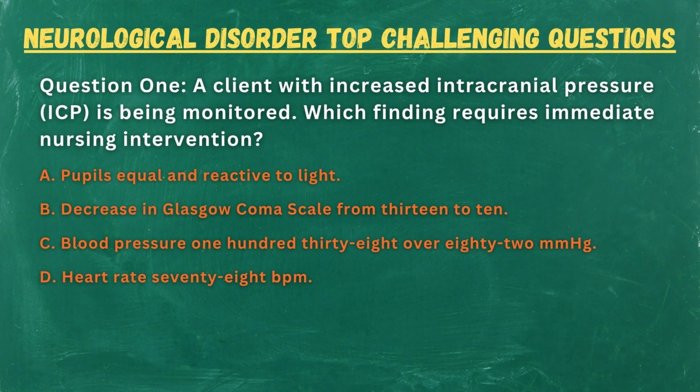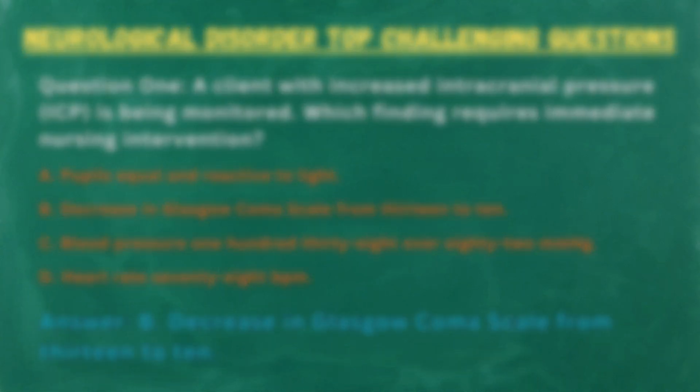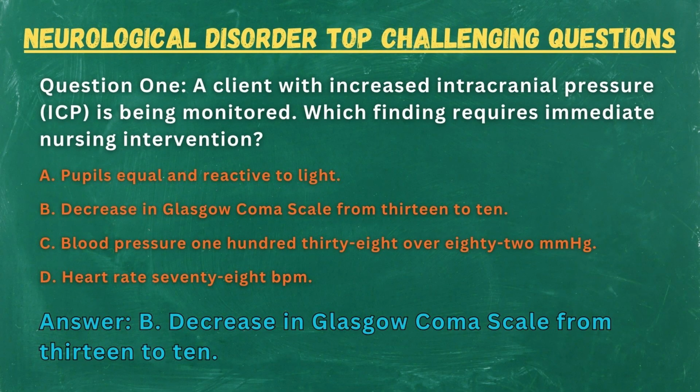Question 1. A client with increased intracranial pressure (ICP) is being monitored. Which finding requires immediate nursing intervention? A. Pupils equal and reactive to light. B. Decrease in Glasgow Coma Scale from 13 to 10. C. Blood pressure 138/82 mmHg. D. Heart rate 78 BPM. Answer. B. Decrease in Glasgow Coma Scale from 13 to 10.